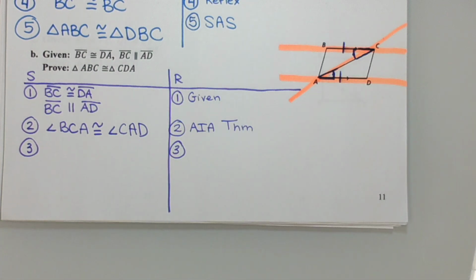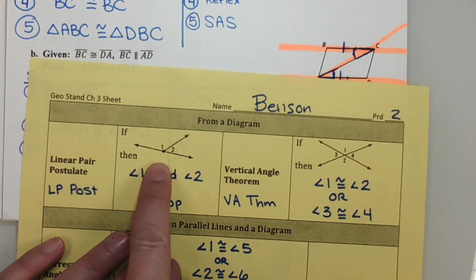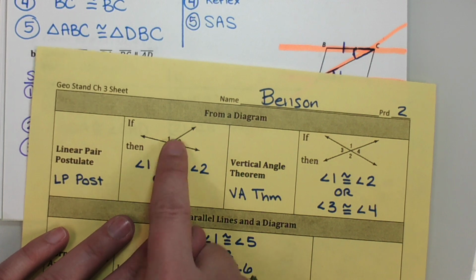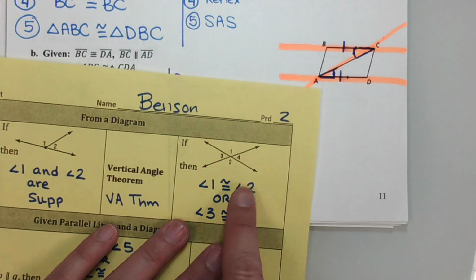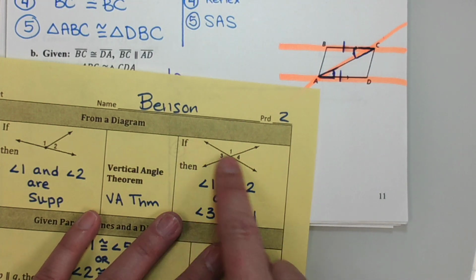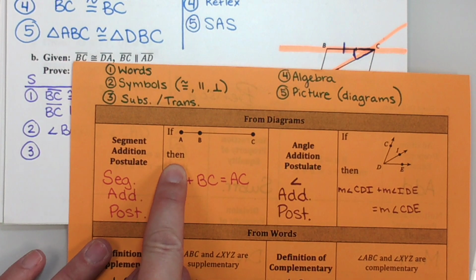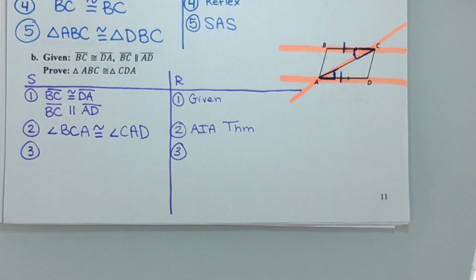So, with the pictures, I don't want linear pairs if I can help it. If I see linear pairs, I might work with them, but I don't want them because that's supplementary. Do I see any vertical angles in this picture? Do you see any lines crossing like that? No, there's no vertical angles. I'm not adding up segments. I'm not adding up angles. The new one that I told you is do the pictures, do the triangles share a side.